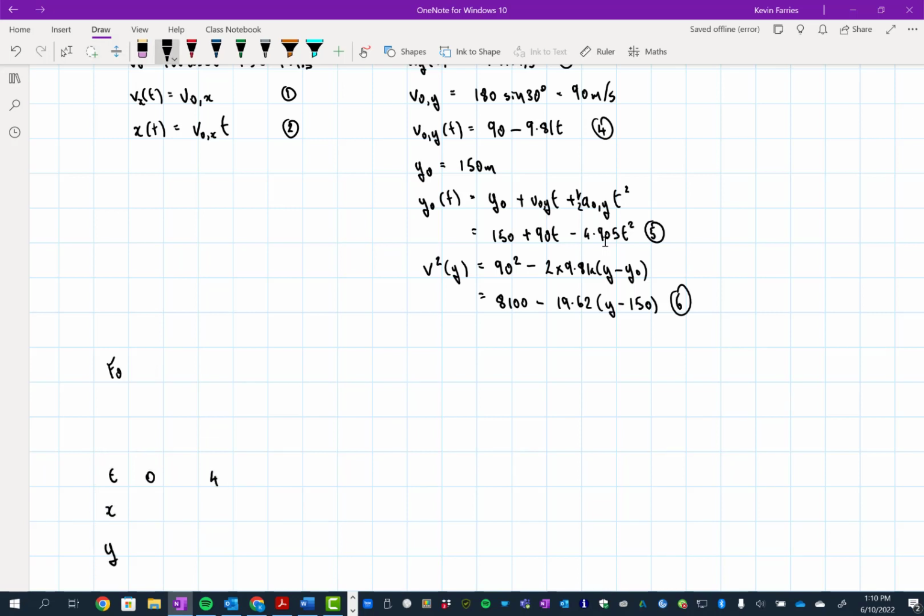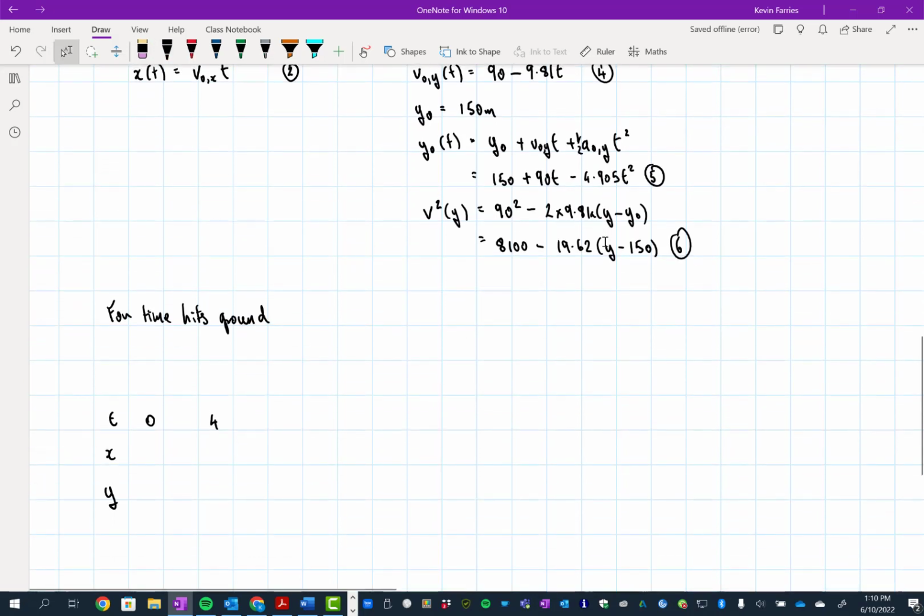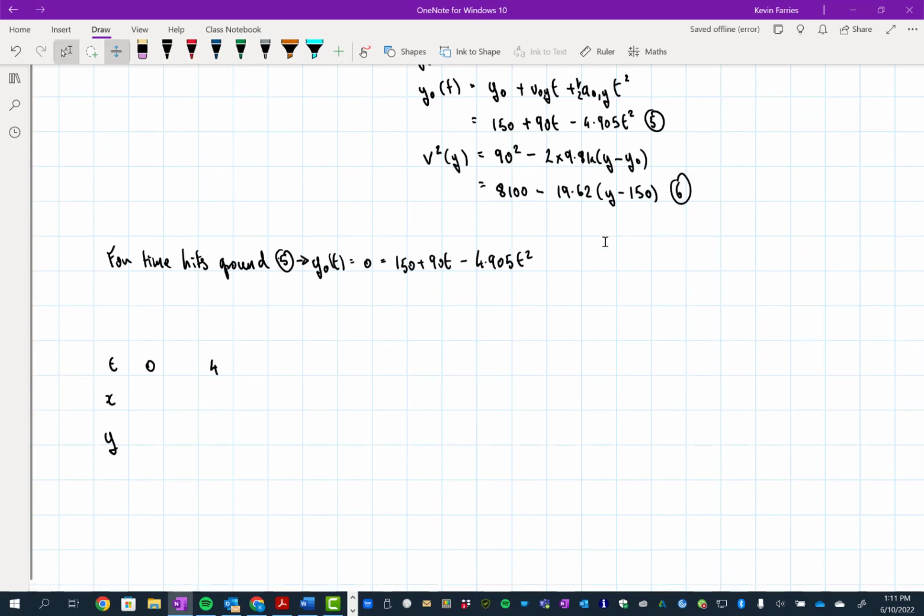So for the time it hits the ground, at that point the vertical displacement, the y displacement, is going to be equal to 0. So we have y of t equal to 0, and that is equal to, this is equation 5, 150 plus 90t minus 4.905 t squared. So we've got ourselves a quadratic equation.